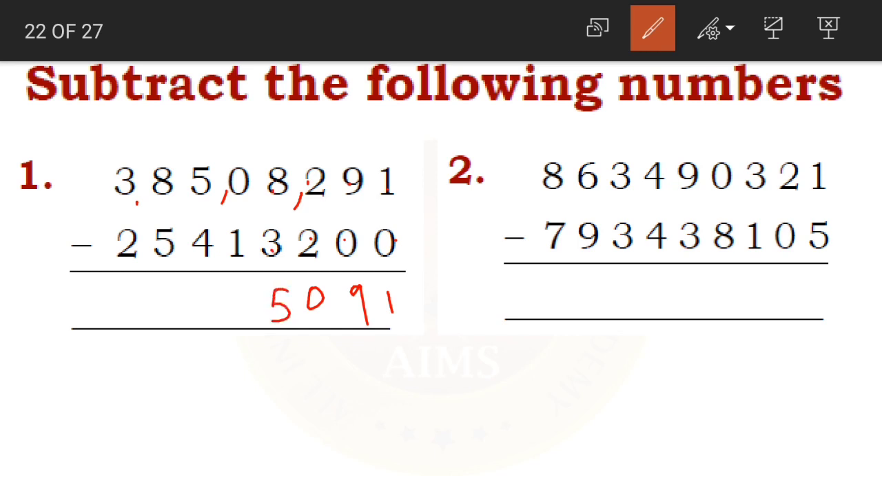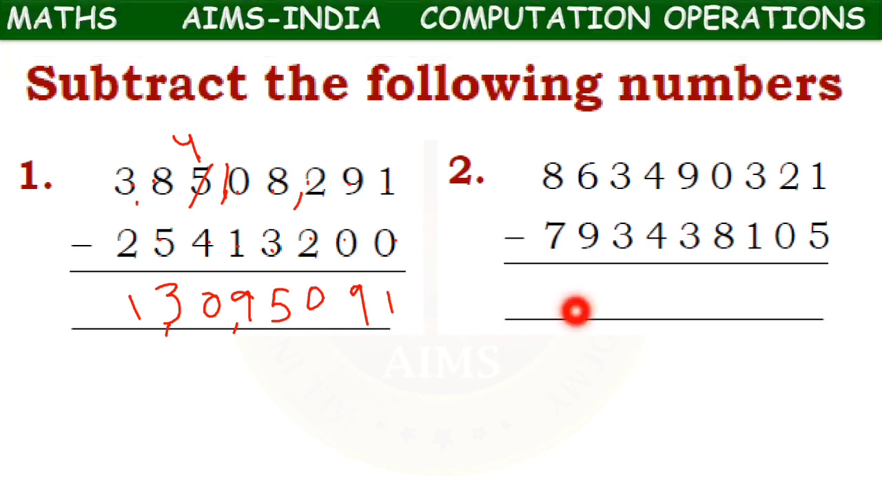8 minus 3, 5. Now 0 minus 1. Yes, 0 minus 1 is what we cannot subtract. So we are borrowing. 10 minus 1, 9. 4 minus 4, 0. 8 minus 5, 3. 3 minus 2, 1. 1 crore 30 lakhs 95,091. It is the same, children, be it 1-digit number, 2-digit number or 8-digit number. We follow the same rules of subtraction.